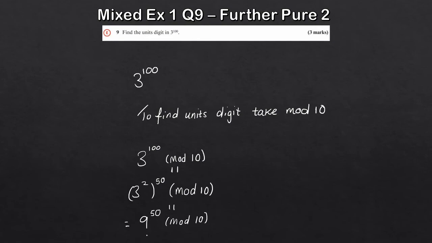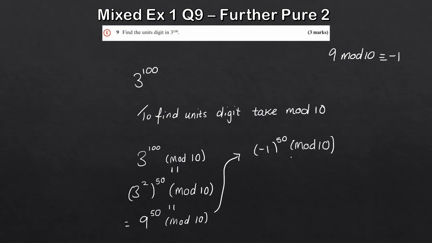The good news here is, though, if you consider what happens with 9 mod 10, well, 9 mod 10 is also congruent to minus 1 here. So we're going to use that fact to rewrite this expression. So this is actually now just equivalent to minus 1 to the 50, because they're the same expression, right? Mod 10.